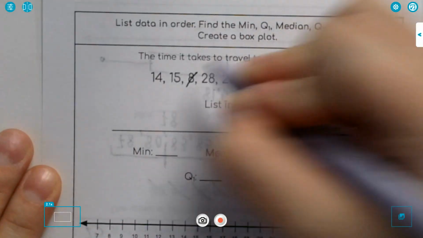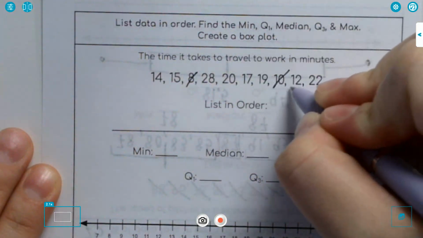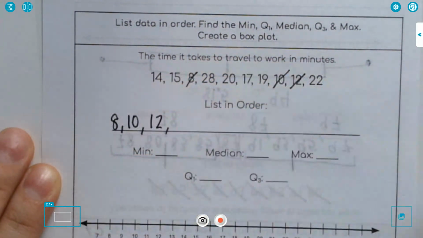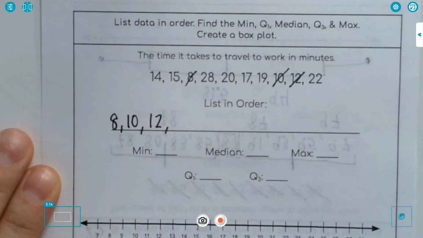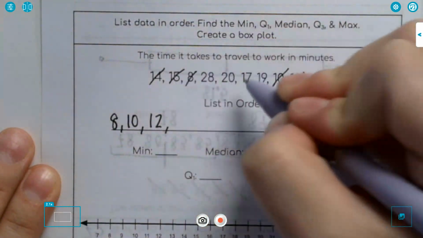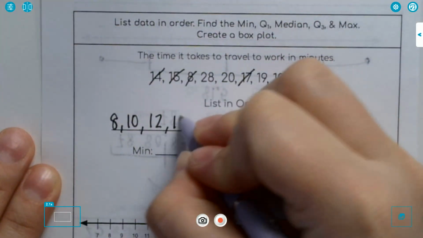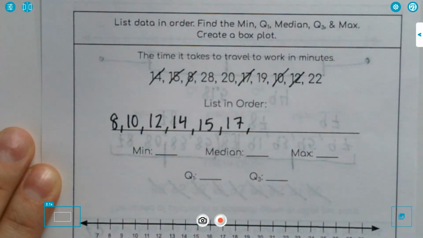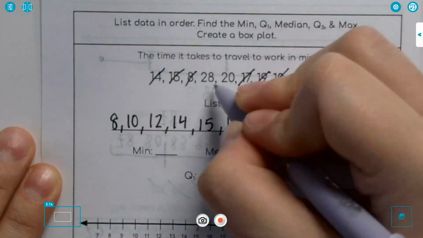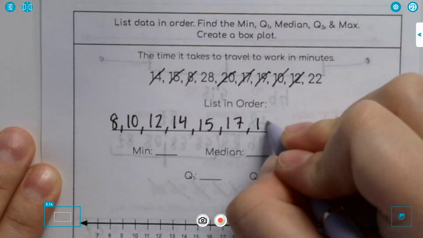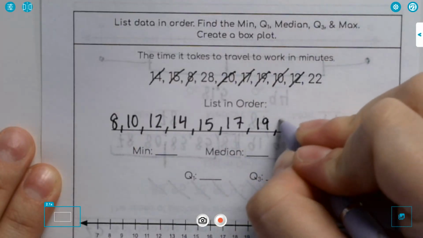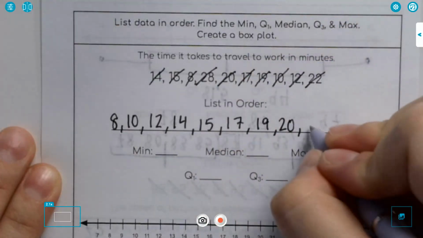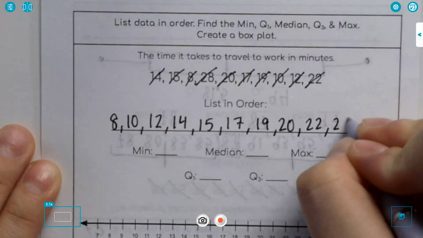8 is the lowest, 10 and 12. 14, 15, 17. Shout if I miss anything, please. 19, 20. And then 22 and 28. I'm that 28 now, or at least.